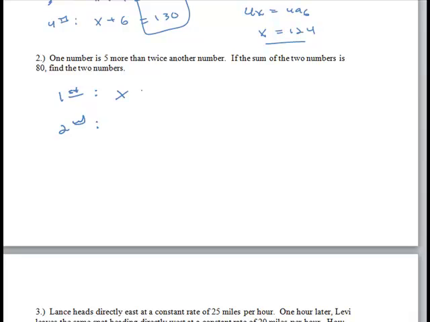X, our variable, would be our reference point, or the first unknown number. It says the other number is 5 more than twice that number. So twice the number, you're multiplying by 2. 5 more, add 5 to it. And we're adding these two numbers together, so x plus 2x plus 5 will equal 80. A linear equation with one variable, solve it.